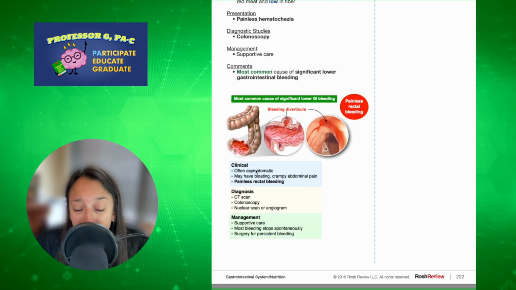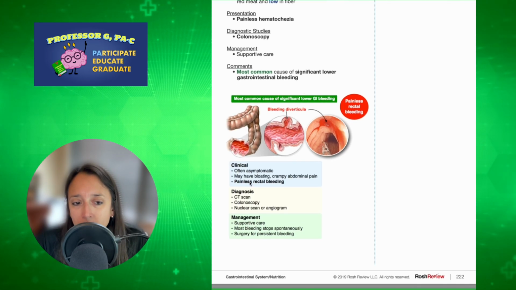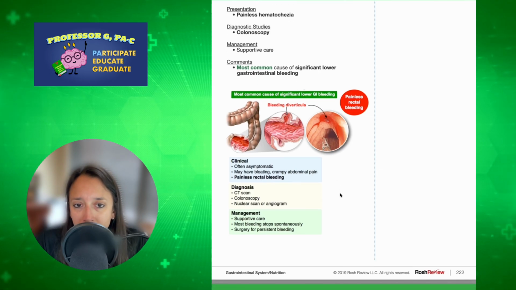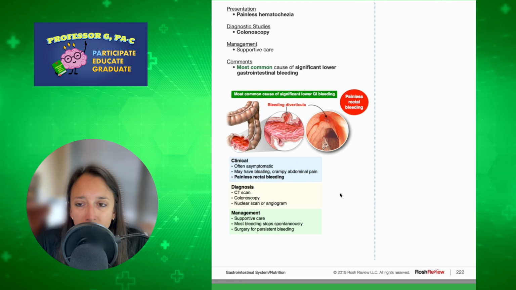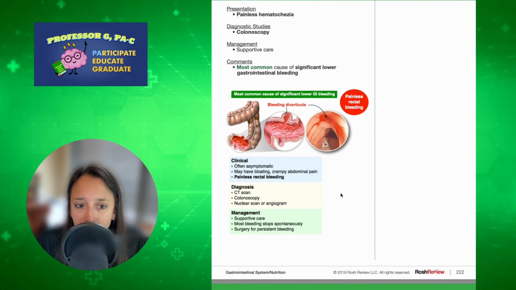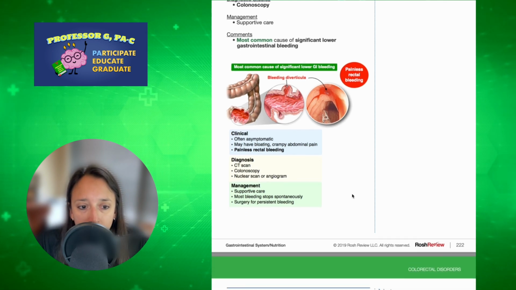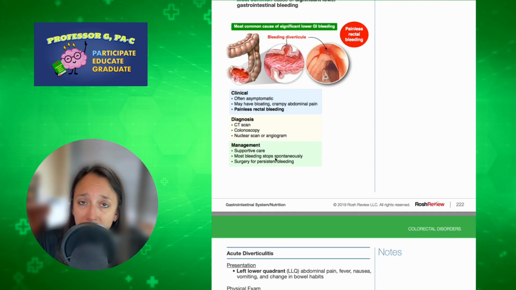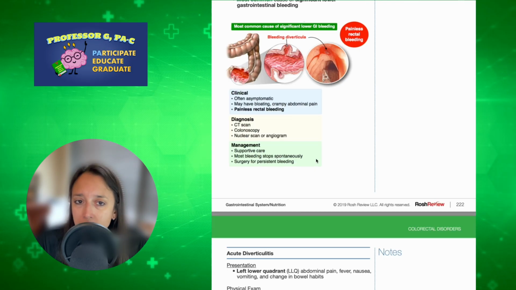Again, it's often asymptomatic, but when it is symptomatic, it's usually painless rectal bleeding. It's bright red blood since it's distal, and we don't want to miss that. It can be all the way from no bleeding at all up to bleeding so bad you're hemodynamically unstable from it. Okay. And as far as treatment, supportive care, most bleeding stops spontaneously, but if it's persistent and the patient is symptomatic because of it, we might need to do surgery.